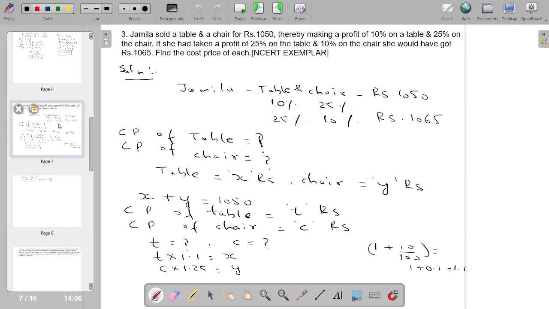For example, instead of selling the table at 10%, if Zabila had sold it at 25%, and instead of selling the chair at 25%, if she had sold it at 10%, like see here, 25% and 10%, then she would have got 1065 rupees. So now how to frame this equation?